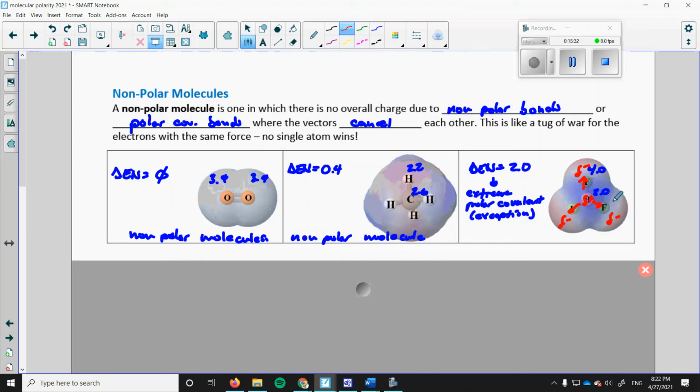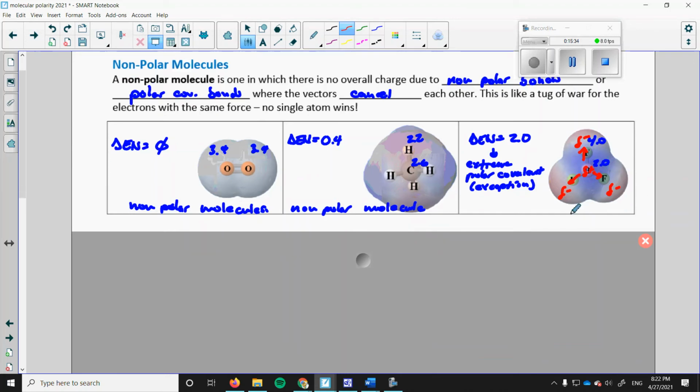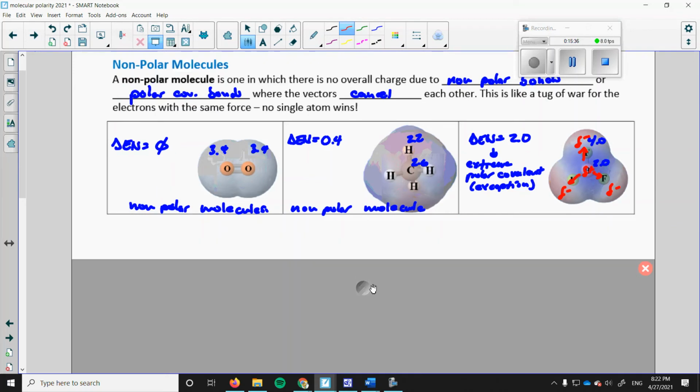But here's the thing. In this case, all three of these attractive forces on the electrons are exactly the same, and they're all being pulled away from the boron. So think about this: if you had a three-way tug of war, who would win? Nobody would. Because the vectors are all going outwards and they're all even, there's no overall charge.